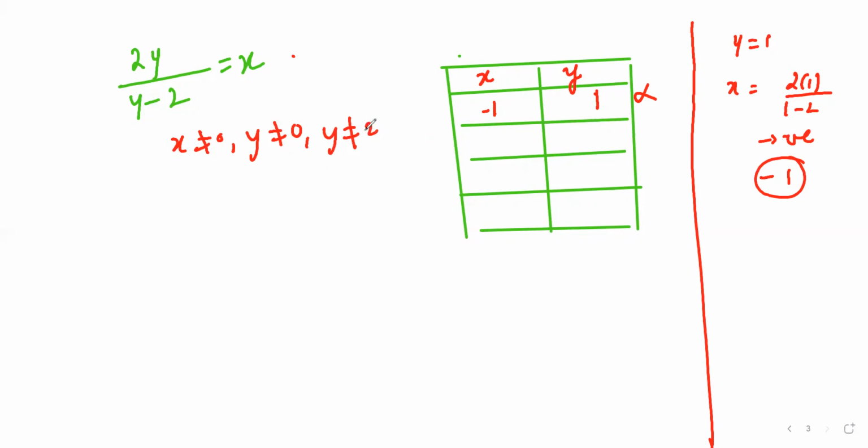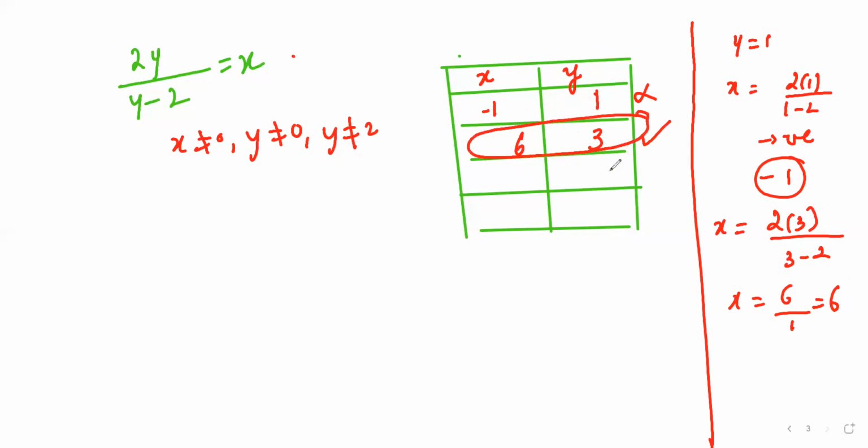Next, y is 2 is not there, right? So I will not take y is 2. I'll take y is 3 and see what happens. So then x is equal to 2 into 3 by 3 minus 2. So x is 6 upon 1, which is 6, which is an integer, isn't it? So we can take this. So we got one value actually.